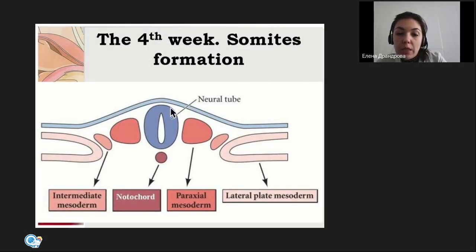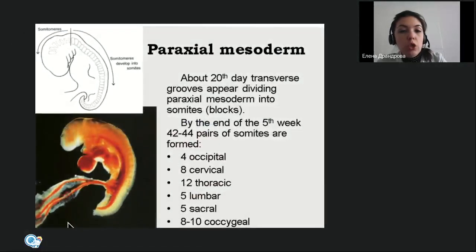Somites are formed from the mesoderm, but mesoderm is a very well-developed embryonic layer. Several parts are distinguished in it. There is notochord, in the very middle, that will form vertebral canal. Then a little bit laterally from it, there is paraxial mesoderm. Para means near, axis, its axis, we have already understood. So that part that is very close to the middle is paraxial mesoderm. Then laterally there is intermediate mesoderm, and the most lateral part of mesoderm is named lateral plate mesoderm. So somites are formed from paraxial mesoderm.